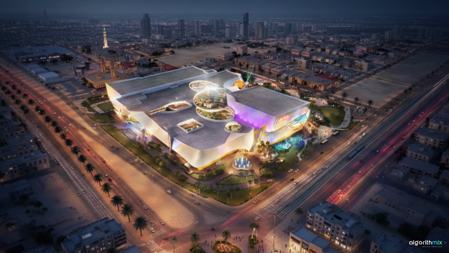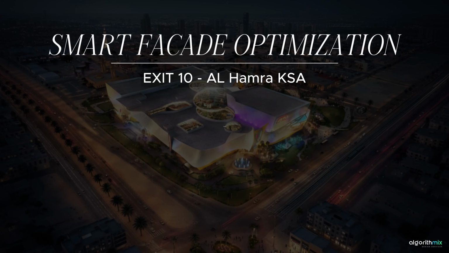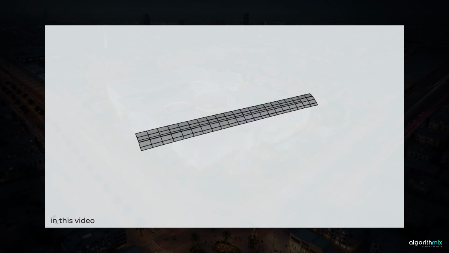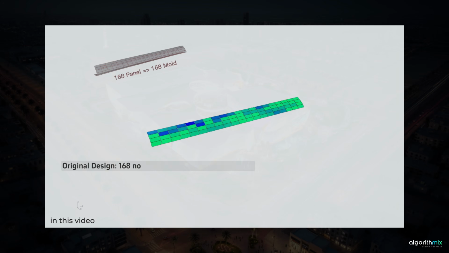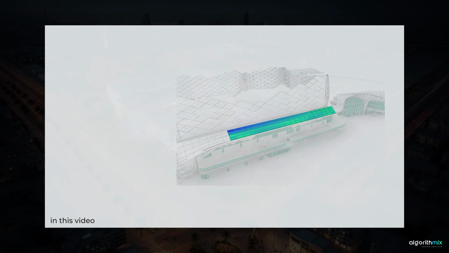This project presents a computational facade optimization workflow developed to rationalize complex double-curvature geometry while preserving the original architectural intent. In this video, you'll see how parametric systems transform design complexity into fabrication-ready solutions.